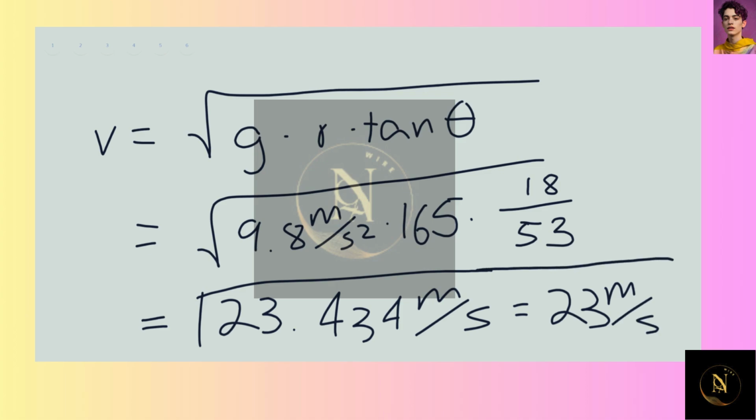So now we have two values. Our lowest speed is about 19 meters per second rounded, and our highest is 23 meters per second rounded, and that's the final answer.